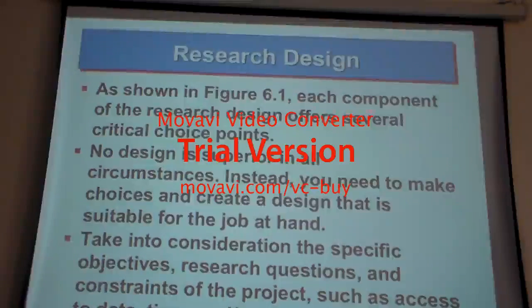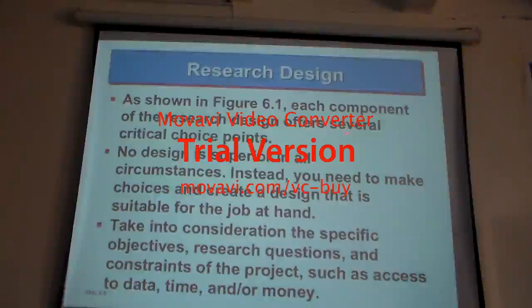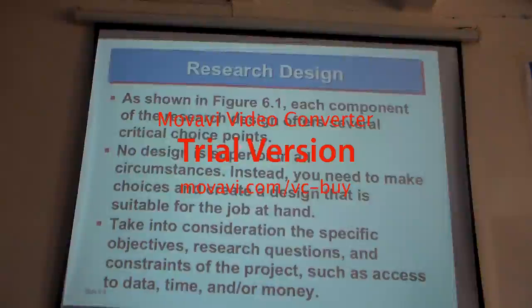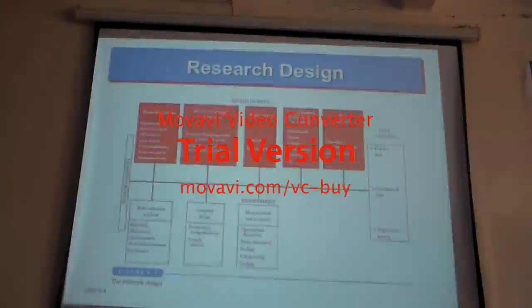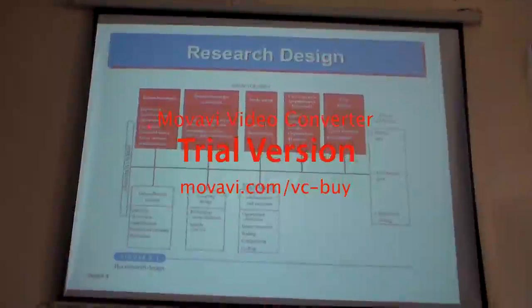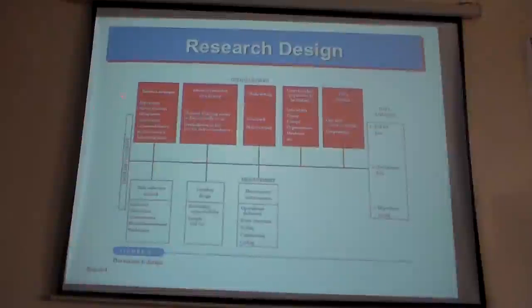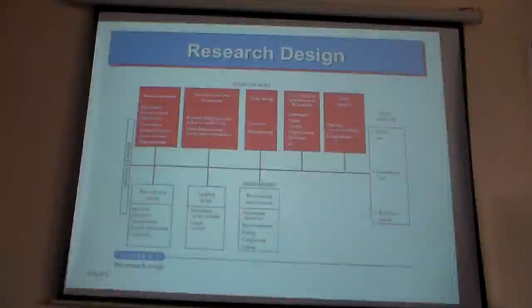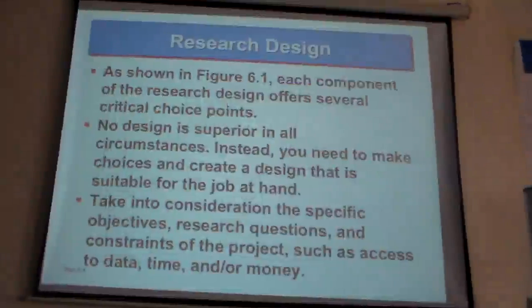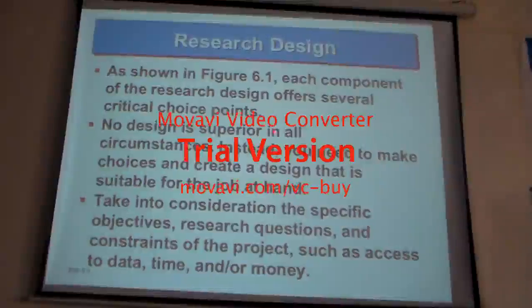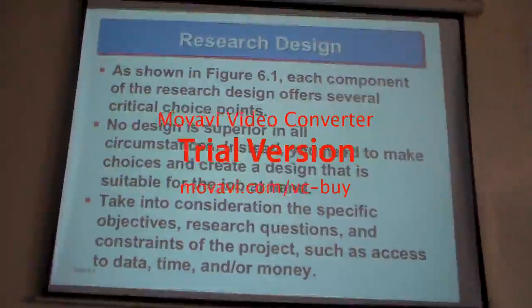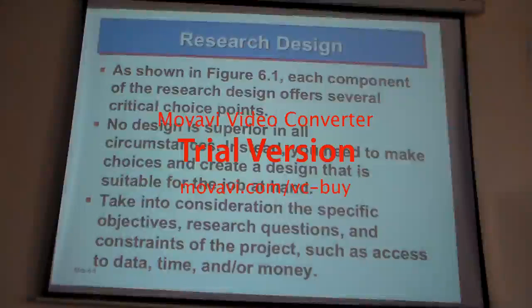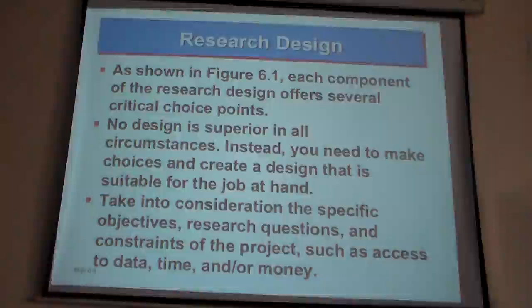As shown in figure 6.1, each component of the research design offers several critical choice points. It means that in each of these components, you have several choices. You can choose the best one, the one that fits your research goal. No design is superior in all cases. There is no good design and no bad design. No one is superior and no one is not good.